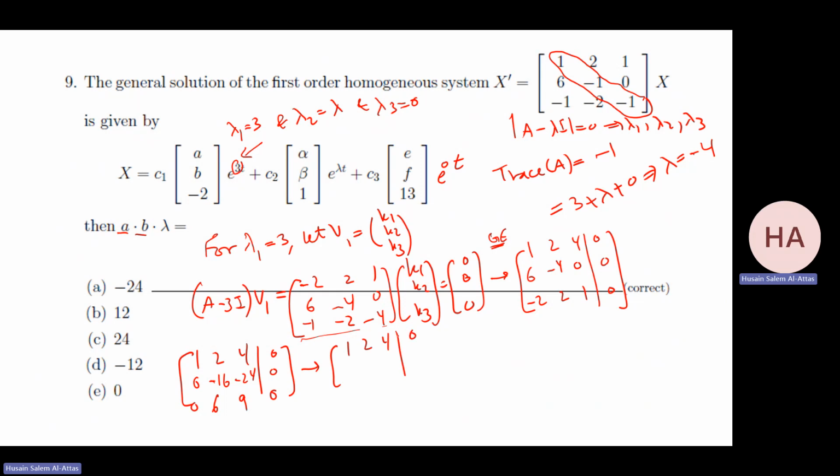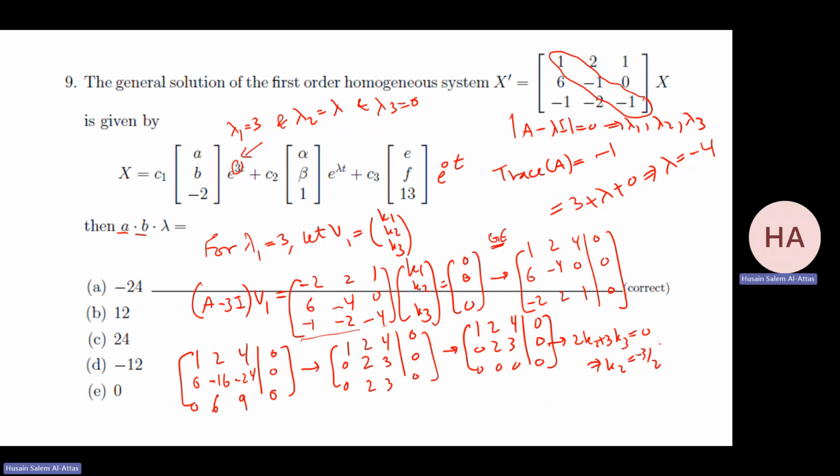1, 2, 4, this is 0. Divide by -8, that will be 2, 3, 0. Divide by 3, 2, 3, 0. So we have 1, 2, 4, 0, 0, 2, 3, 0, 0, 0, 0, 0. I want K3 to be -2. From this, I have 2K2 plus 3K3 equals 0. So K2 equals -3 over 2 K3. So I need K3 to be -2, so K2 will be 3.